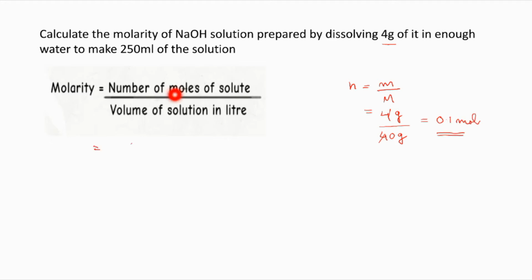We got the number of moles of the solute already. That is 0.1, divided by the volume of the solution. That should be in liter. Here they have given it in milliliter. So 250 ml has to be divided by 1000. If you calculate this, you will get the answer as 0.4 molar. Remember, when you write the unit of molarity, you will have to write capital M. So the answer is 0.4 molar.